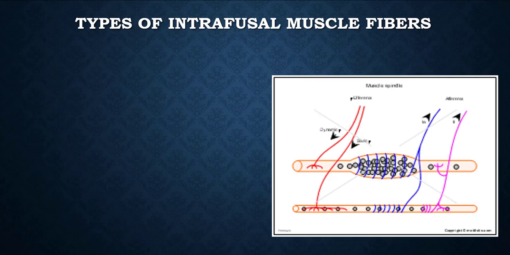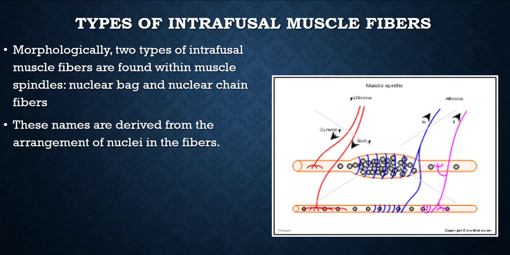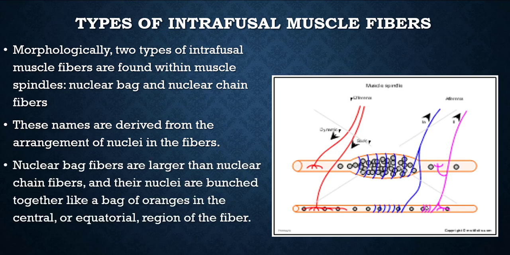Types of intrafusal fiber. Morphologically, two types of muscle fiber are found within the muscle spindle: nuclear bag and nuclear chain fibers. These names are derived from the arrangement of the nuclei in the fiber. Nuclear bag fibers are larger than nuclear chain fibers, and their nuclei are bunched together like a bag of oranges in the central or equatorial region of the fiber. In nuclear chain fibers, the nuclei are arranged linearly, in a row.